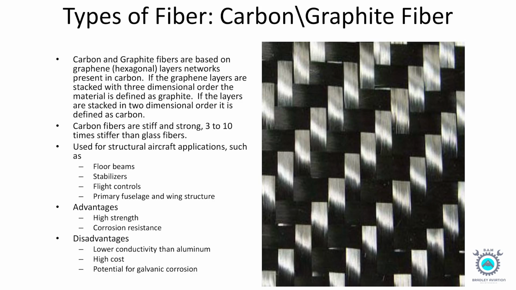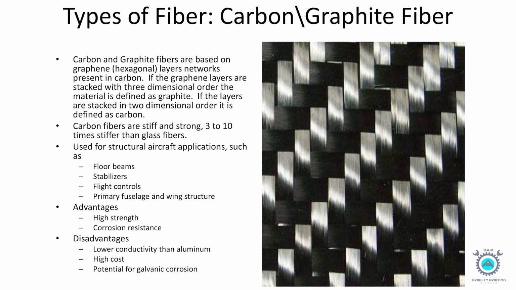Carbon and graphite fibers are based on graphene, hexagonal layer networks present in carbon. If the graphene layers are stacked with three-dimensional order, the material is defined as graphite. If the layers are stacked in two-dimensional order, it is defined as carbon.